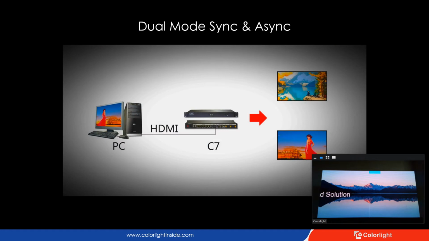Okay, now let's go back to the two questions. First one, what the HDMI input can do. The HDMI input makes the C7 player box become a dual mode controller. It can accept the signal from the computer. Here you can see from the PC, give the signal into the HDMI input on C7. So you will see the same picture on the PC monitor and on the LED screen.